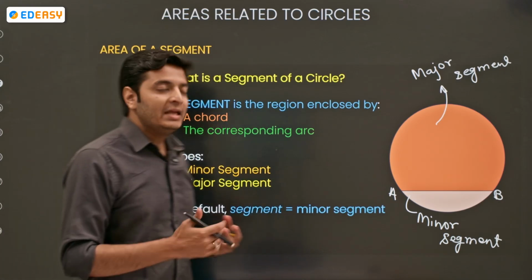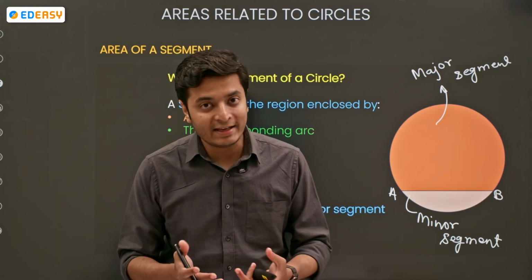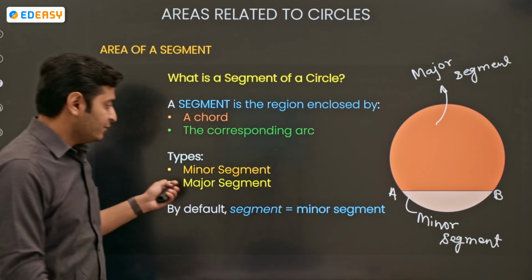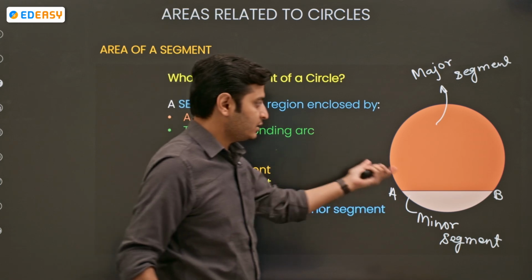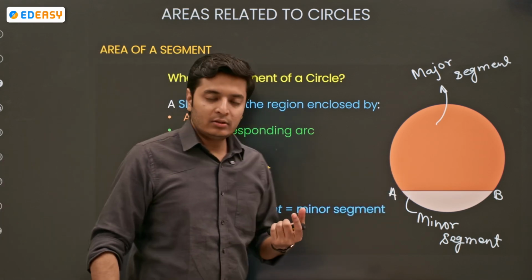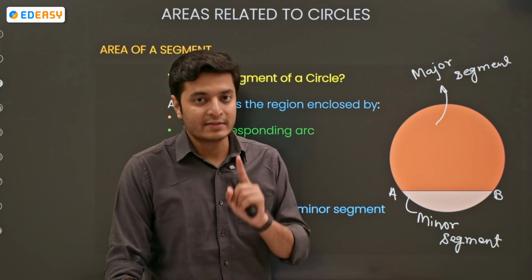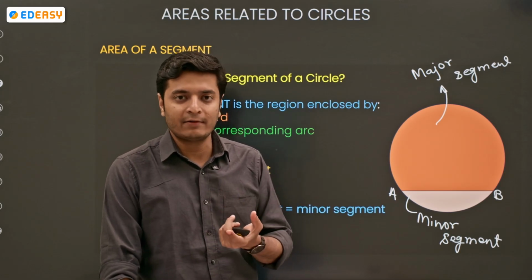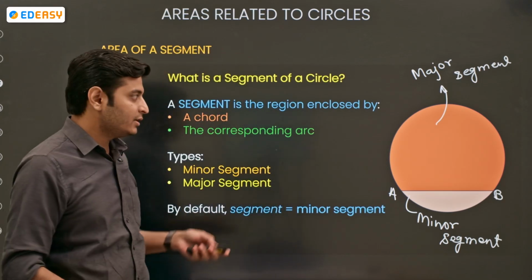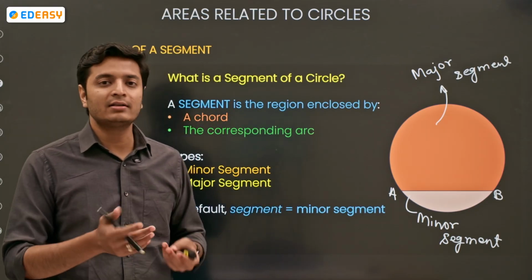Now the main portion is not what a segment is, but how to find the area of this segment. This is the main part. Now, if in the problem it is given that you need to find the area of segment without any reference to major or minor segment, we will always consider that to be the minor segment. If it is written segment, then we will consider the minor segment.